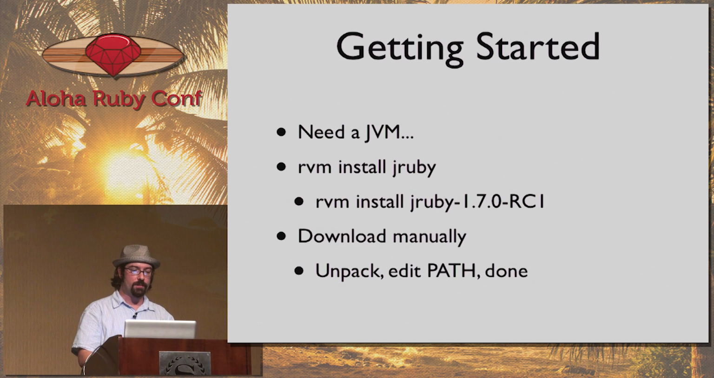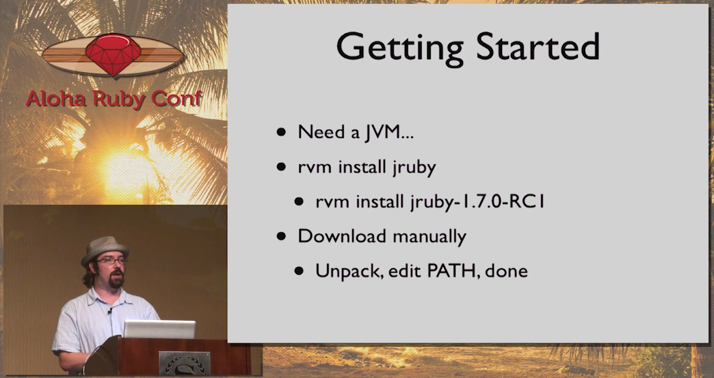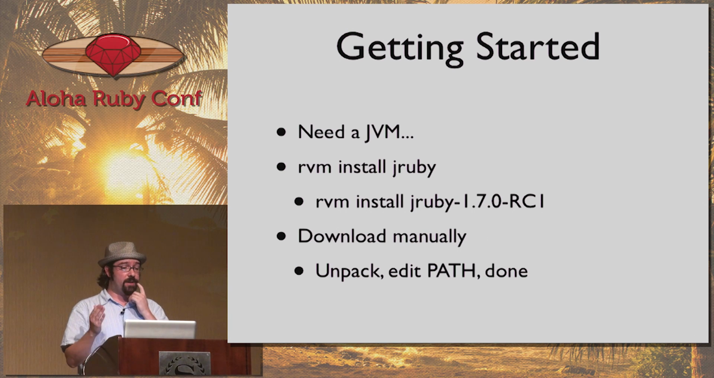So getting started with JRuby, you need a JVM installed. Most platforms have a build that's pretty easy to get in some way. We have a blog post on the JRuby blog that says how to get Java 7 set up on Linux, Windows, OS X, etc. Very easy to get it up and going. And then if you're using RVM, install JRuby will get the current major release, which would be 1.6.8 right now. I encourage you to try out the 1.7 RC because we're real close to release now, and we'd like to roust out any final bugs.